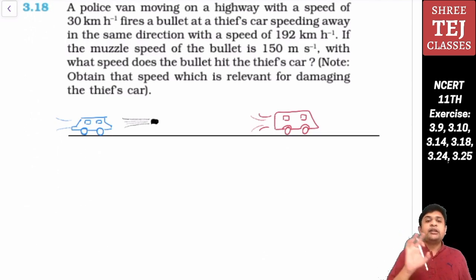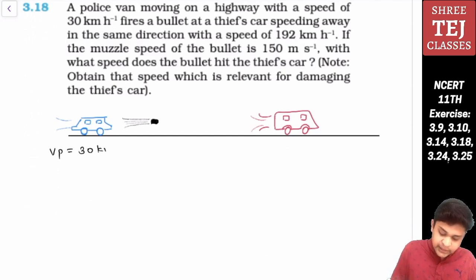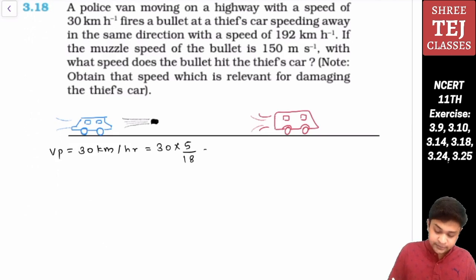Now first, let's convert all the speeds into meter per second. So we have velocity of police car, which is 30 km per hour. This would become 30 into 5 by 18, which is 25 by 3 meter per second.